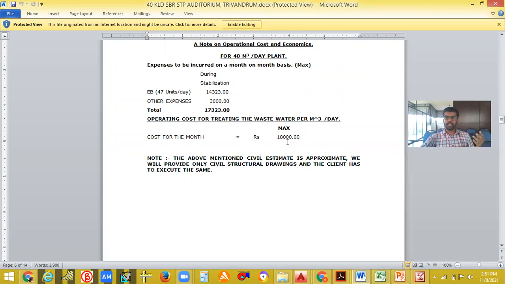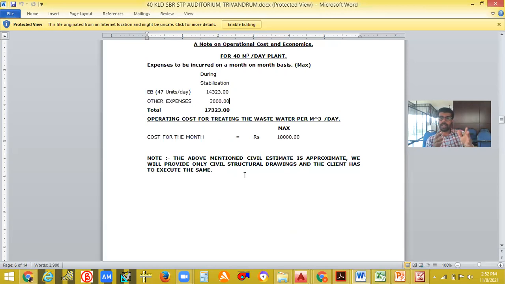Okay, cost for the month is 18,000, the operation cost. The above mentioned civil estimate is approximate. We will provide only civil structure drawings and the client has to execute the same. The STP contractors and all those people can provide the civil structure drawings, but the client has to execute that. They won't build anything. They will give you the diagram and the dimensions and all those things, depending upon their system.